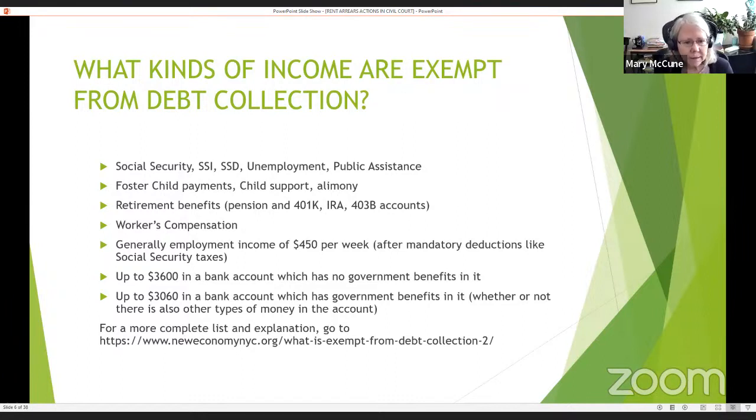Now, if you have voluntary contributions, like you pay something to go into a retirement account, for example, that doesn't count. That money is still included. It's not excluded from calculating the $450 figure. So for example, if you get paid $500 a week, but $50 a week goes into your retirement plan, so that brings it down to $450, your wages can still be garnished because they were higher than $450 before taking voluntary contributions into account.